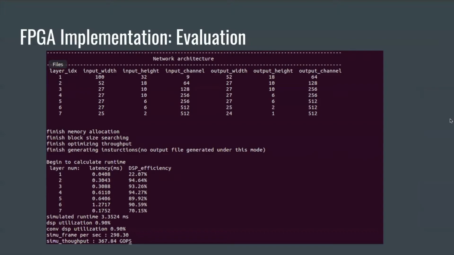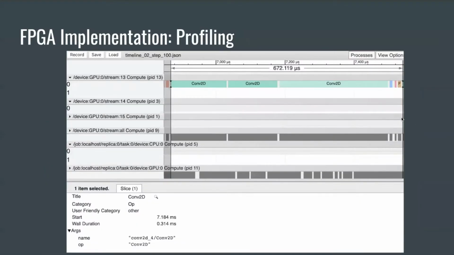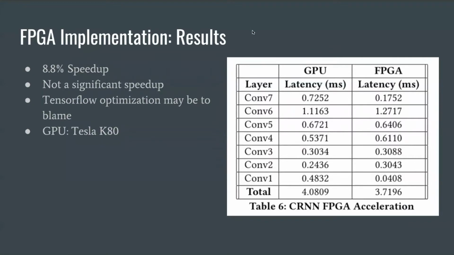Next up, we have a screenshot of the profiling tool we used for our network. This is showing the profiling of the fifth convolutional layer, and we see it takes around 0.62 milliseconds. And on the next slide, we have a table of latency for each layer. Overall, we can see there was only an 8.8% speed up. Personally, we were slightly underwhelmed by the speed up. However, we can attribute this to not only TensorFlow's optimizations, but also the fact that we were running this on a GPU.